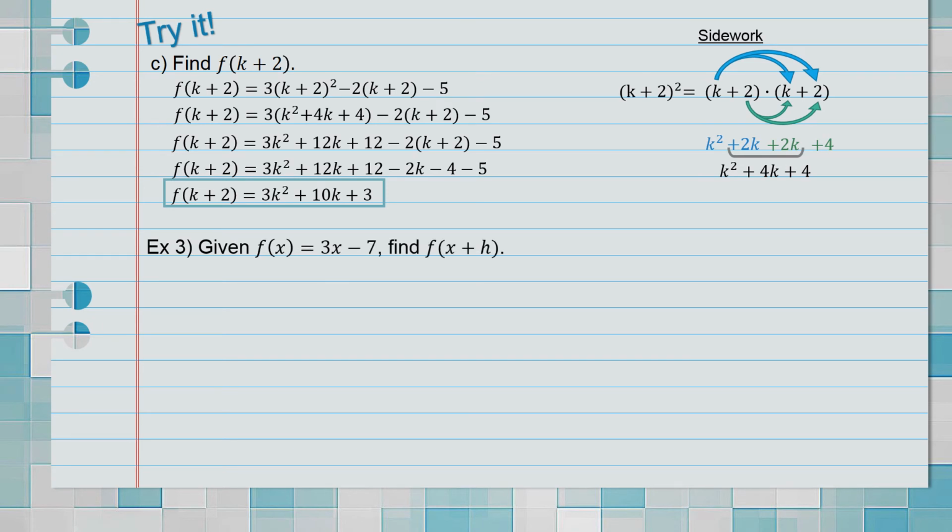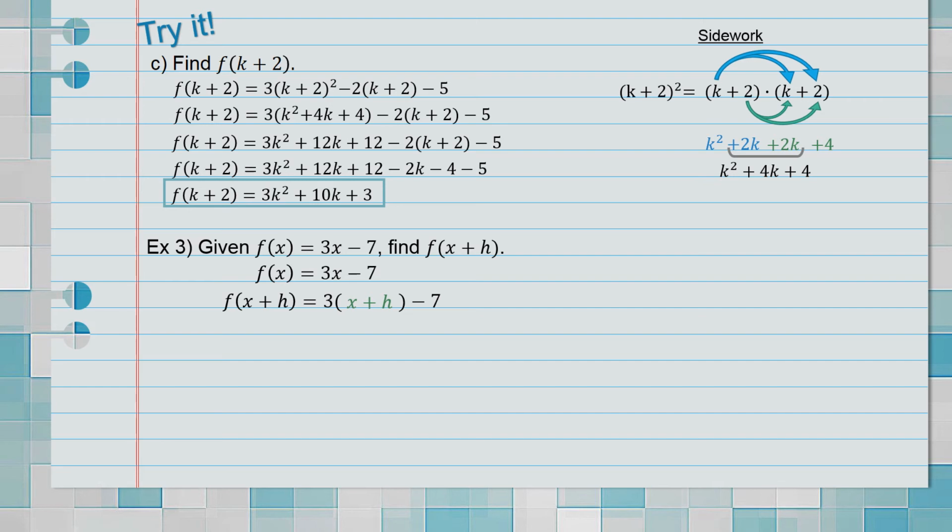Example 3, given f of x equals 3x minus 7, find f of x plus h. Well, the good news is it's the same steps we've been doing. They gave us a function, and then they're saying, I want you to plug in the value x plus h. The only difference is it's not a number, so you may feel a little uncomfortable. So just like before, every time you see x, put parentheses in its place, then plug in the value x plus h. From here, we follow GEMS.